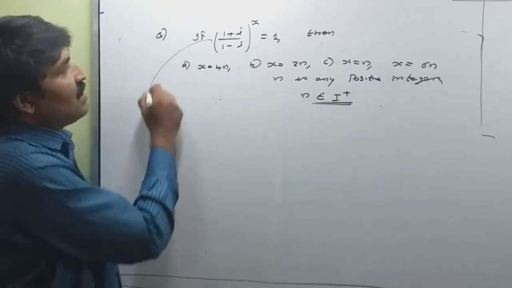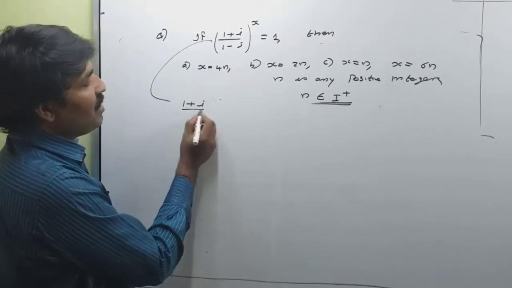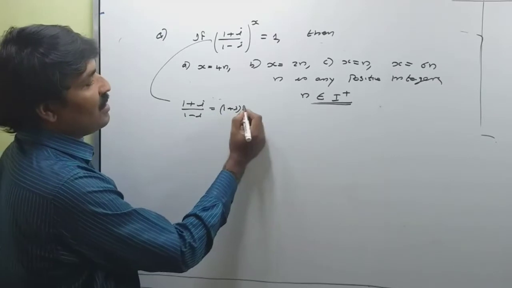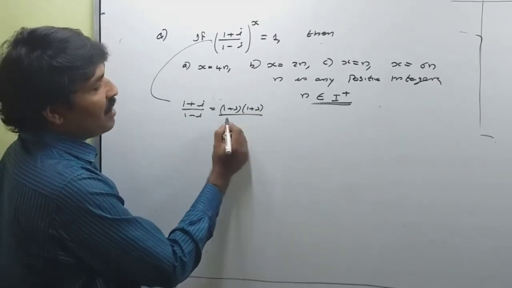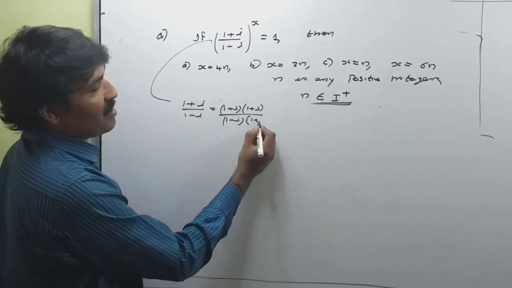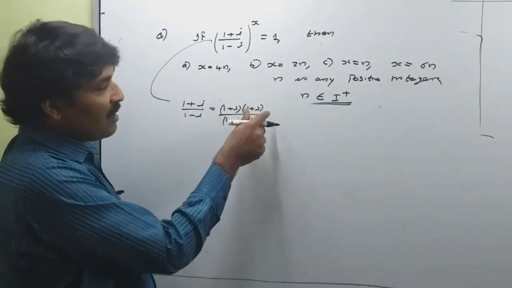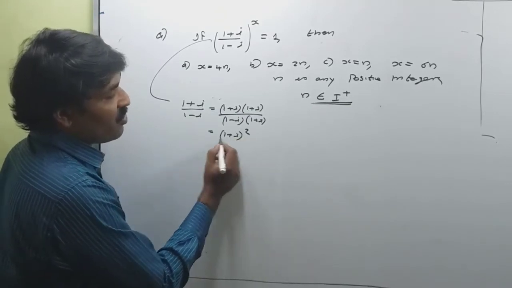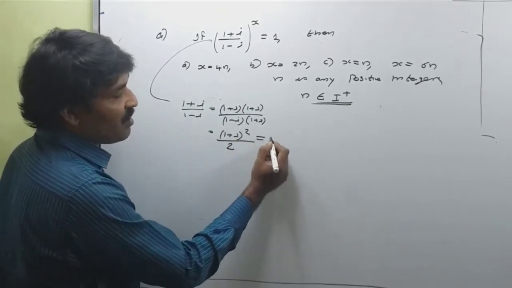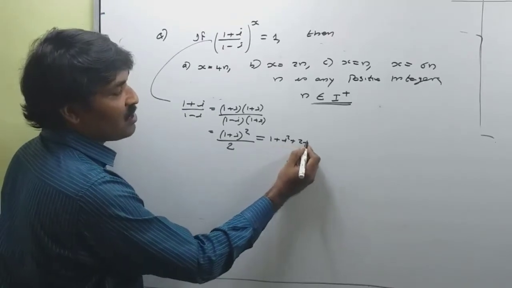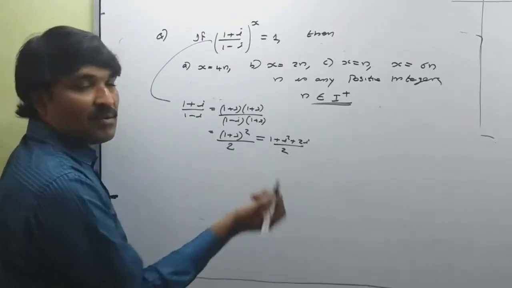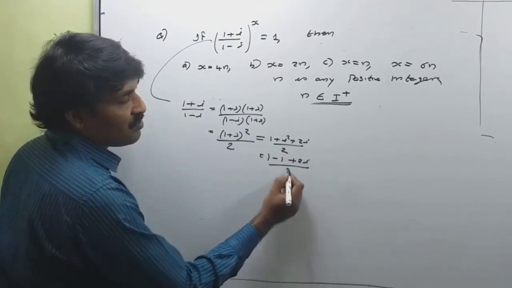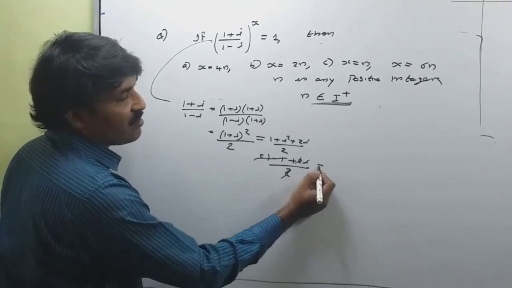Okay. Now what is 1 plus i by 1 minus i? We can write this as 1 plus i into 1 plus i by 1 minus i into 1 plus i, multiplying numerator and denominator by 1 plus i. So numerator becomes 1 plus i the whole square, denominator becomes 2. So numerator becomes 1 plus i square plus 2i by 2. So i square is equal to minus 1. This becomes 1 minus 1 plus 2i by 2. 1 and 1 cancel, 2 and 2 cancel, this is equal to i.